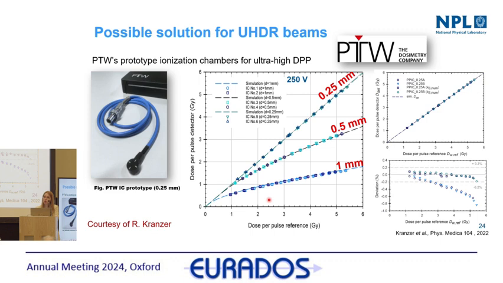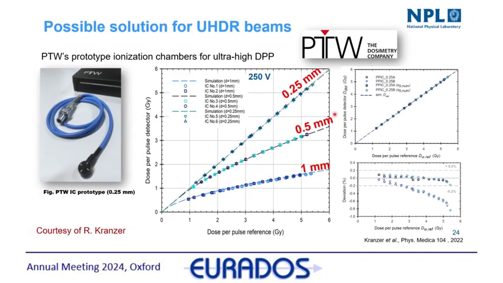Following up on work made by Faustino, PTW, the dosimetry company, has taken forward that approach and has manufactured a number of plane parallel ionization chambers with different gap separation ranging from 1 millimeter down to 250 microns. And indeed, they have demonstrated that for the thinnest gap separation ion chamber, in this case 250 microns, the measured dose per pulse as a function of reference dose per pulse is maintaining linearity across a very large range of dose per pulses.